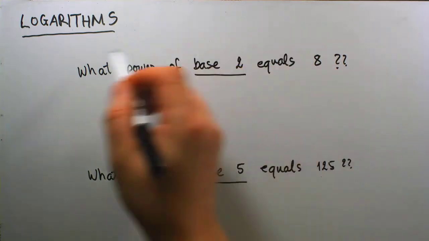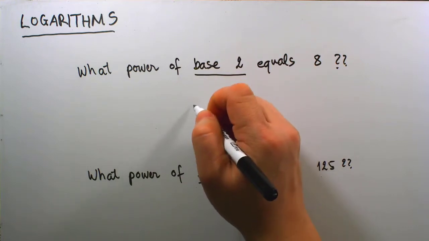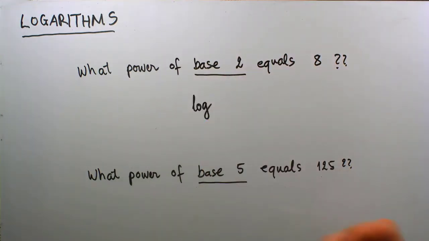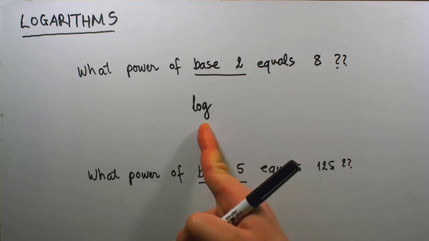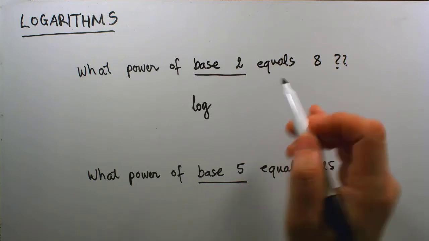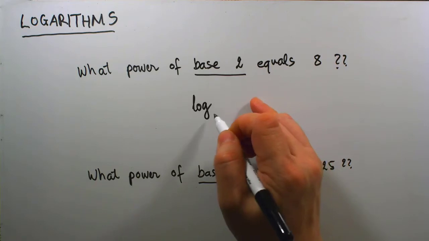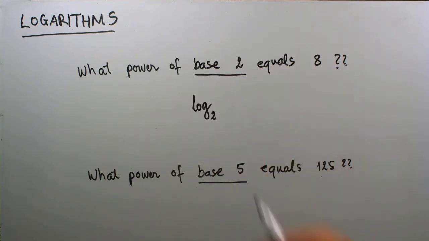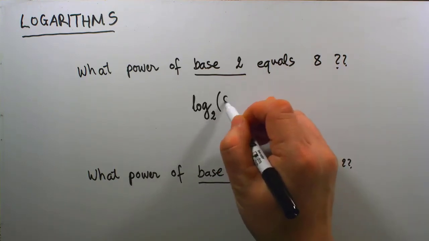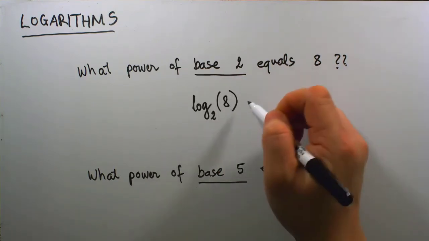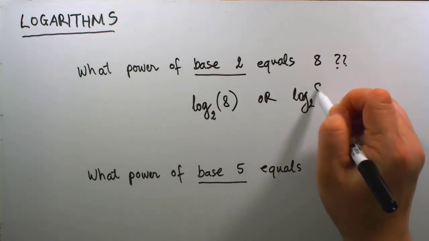So this question can be symbolically addressed as a logarithm. In my way of explanation, a logarithm to me is a question. So here's how I see what power of base 2. What power is a logarithm? Base 2, I give the subscript 2. So what power of base 2 equals 8? Now I put 8 inside the parentheses, or sometimes we can skip the parentheses. Just log base 2 of 8.